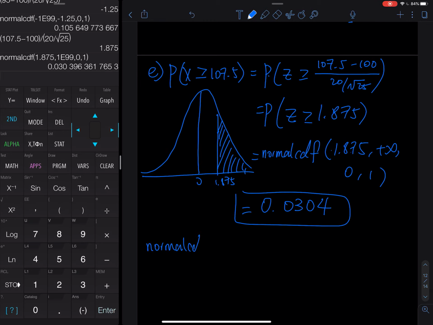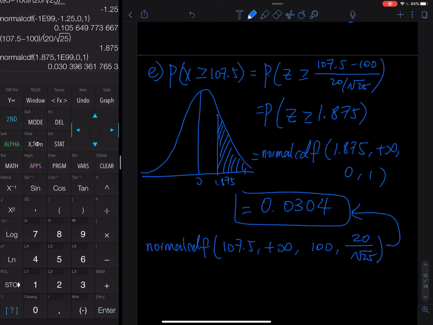And then the shortcut, normal CDF from negative infinity. No, actually I do write the same mistake again. 107.5 to positive infinity, mean is equal to 100, standard deviation 20 divided by square root of 25. Make sure you use a comma to separate them if you are using an older calculator. So that is one step to get to this answer. So that's all the questions I showed you at the beginning of the video.